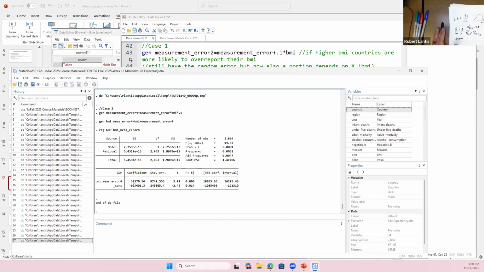Now, if it's non-classical measurement error, all bets are off. I have no idea what the true effect between those two variables are. Any questions over anything up to this point here?